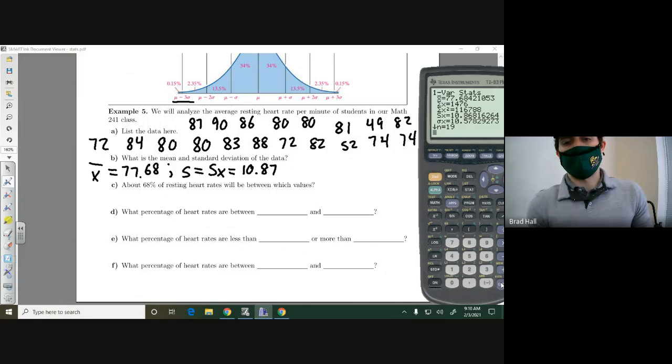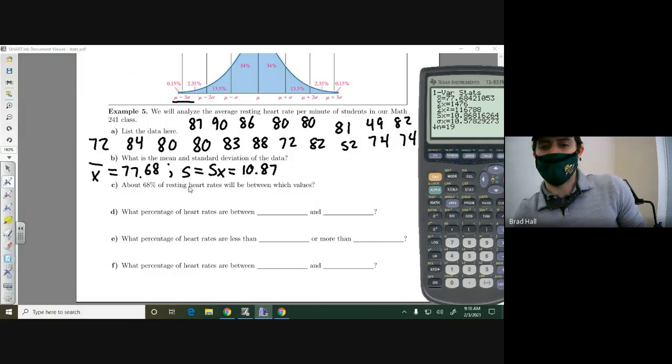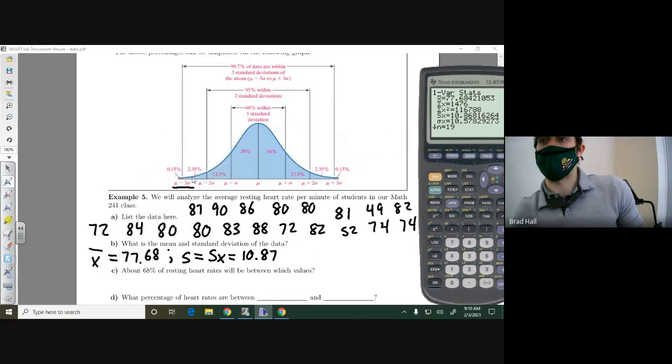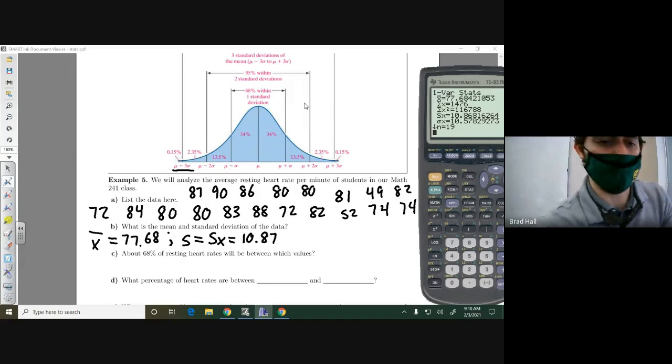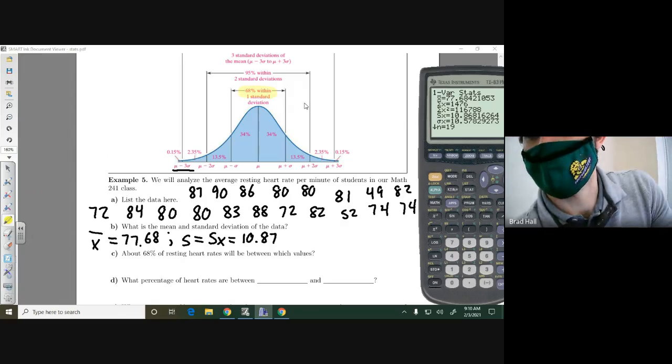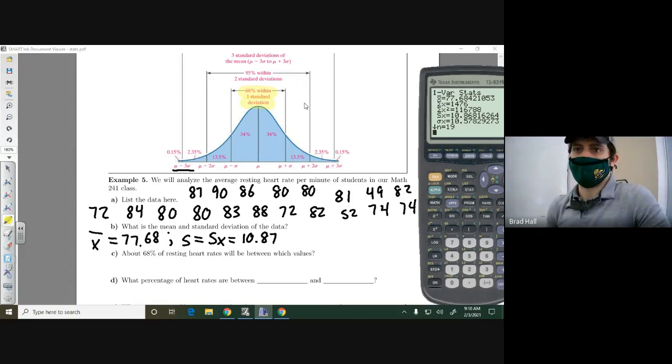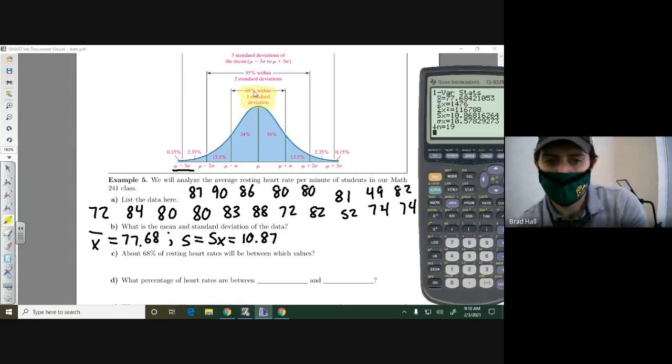Well, we can look at it in one way. About 68% of resting heart rates will be between which values? So 68%, if we scroll up a little bit to this empirical rule, as it's called, it says it right where I'm about to highlight, 68% are within one standard deviation. So how do we find the boundaries of one standard deviation?